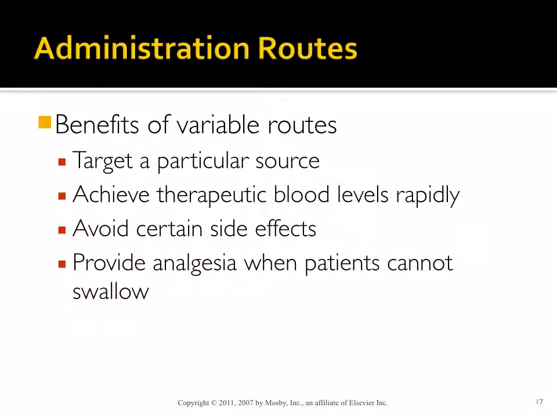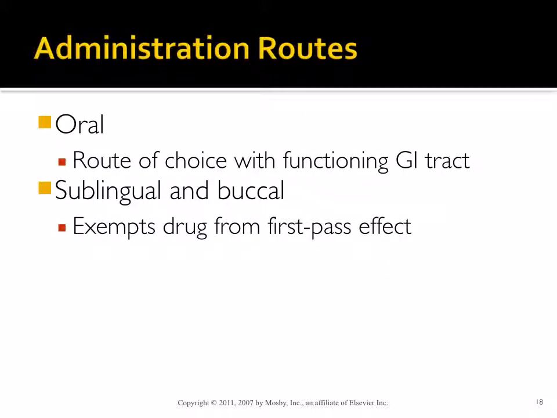Administration routes. There are benefits of variable routes for giving pain medication to the patient. You have to achieve the therapeutic blood levels, avoid certain side effects, and provide analgesia when patients cannot swallow. So, if patients cannot swallow, you still have to give pain medication, usually through IV injection. Let's go to the next slide.